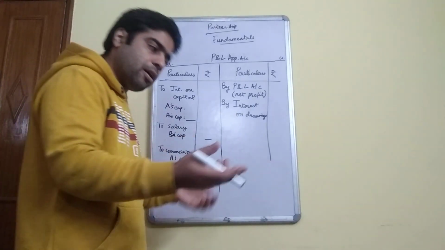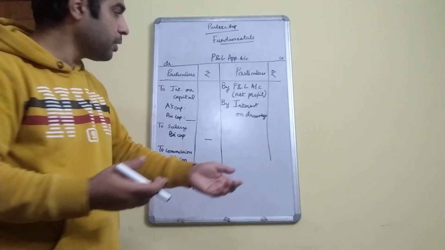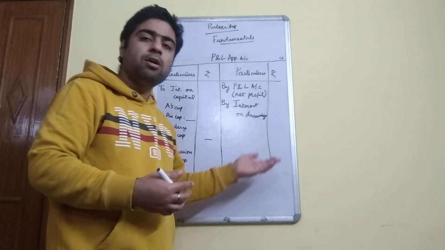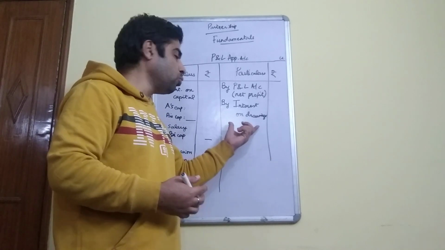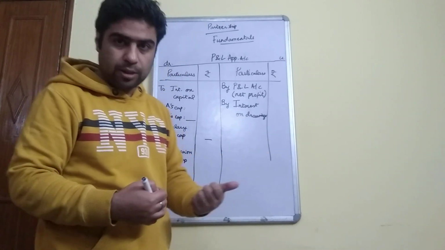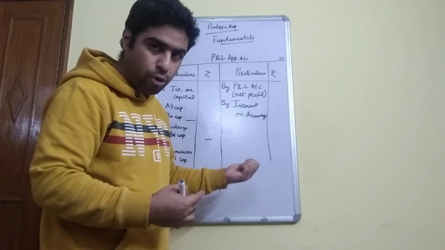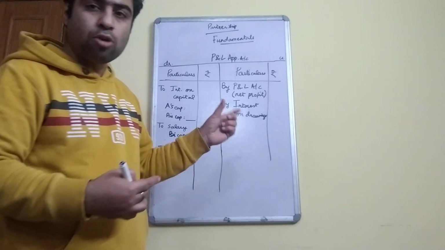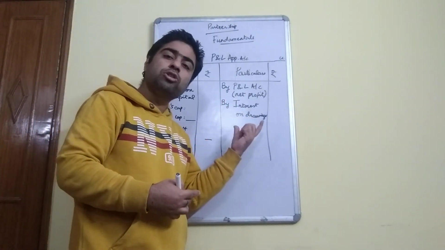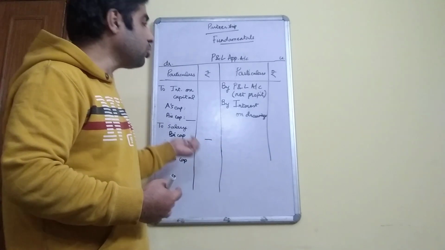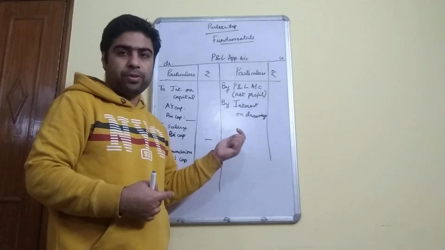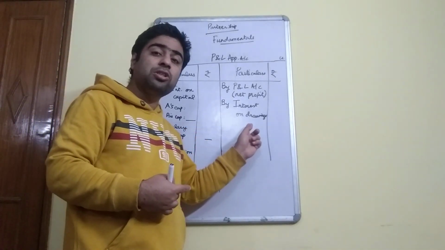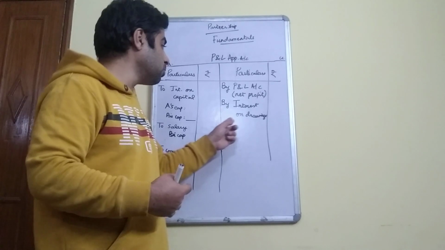Drawings is when a partner or an owner withdraws money from the firm or the company to meet his or her personal expenses. If a partner is withdrawing the money, that money belongs to whom? The money which is being withdrawn by the partner belongs to the firm. So they are liable to pay. Partners who are withdrawing money from the firm are liable to pay interest on the money withdrawn. So that is known as drawings.